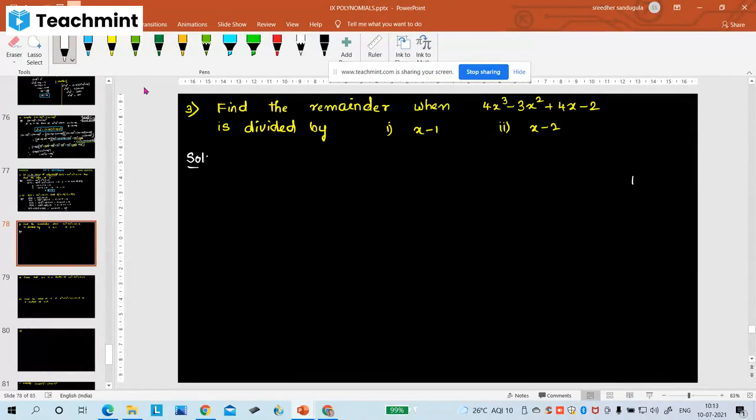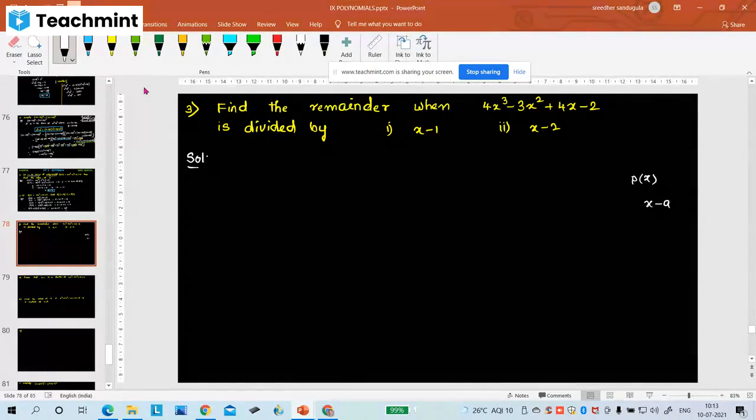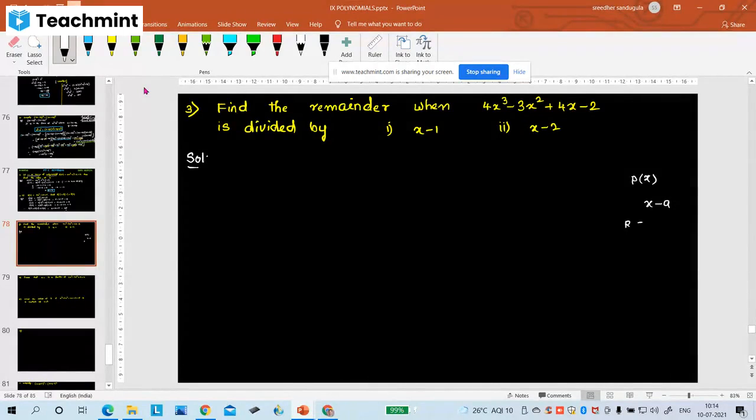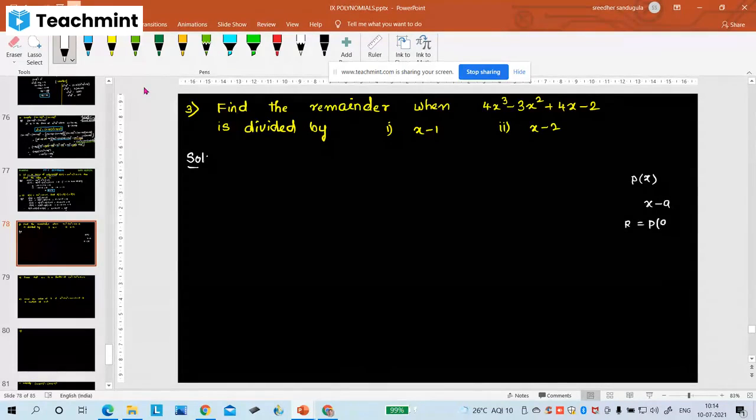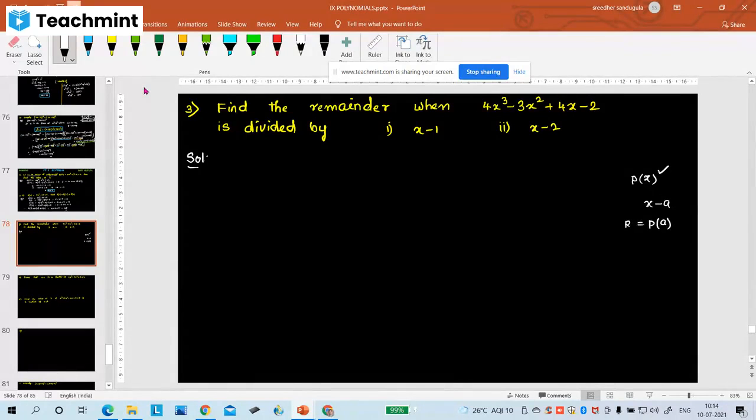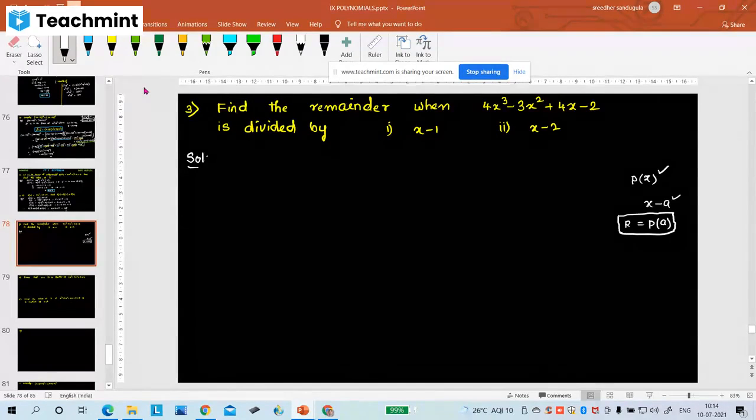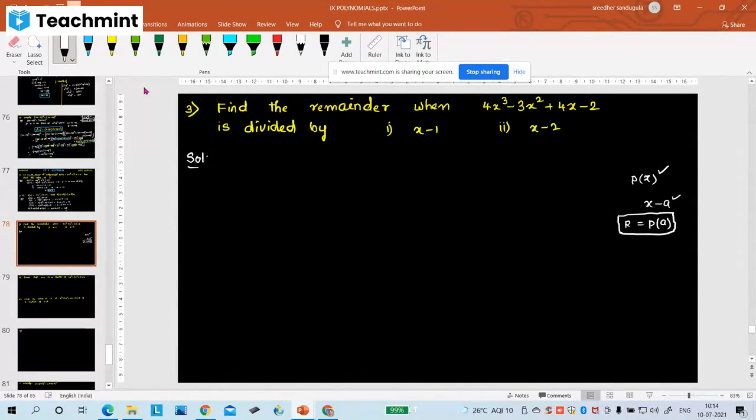If p of x is divided by a linear polynomial x minus a, then the remainder is p of a. What is a here? A is nothing but the zero of the polynomial x minus a. So here also, what is the zero of the polynomial x minus 1, children? 1. Very good, 1. That means here in the place of a, we have to take 1.